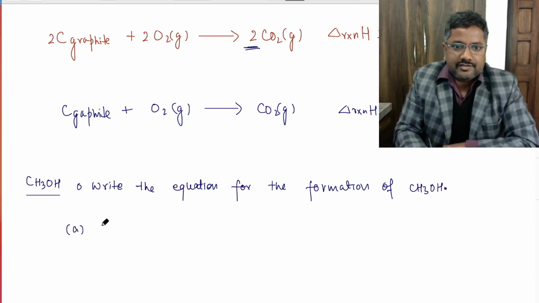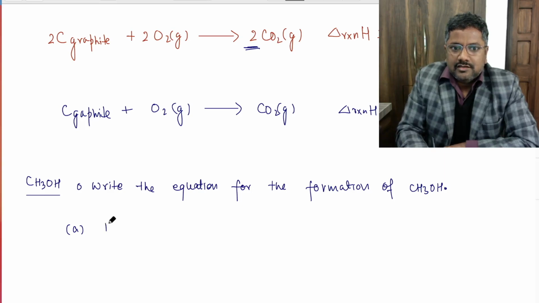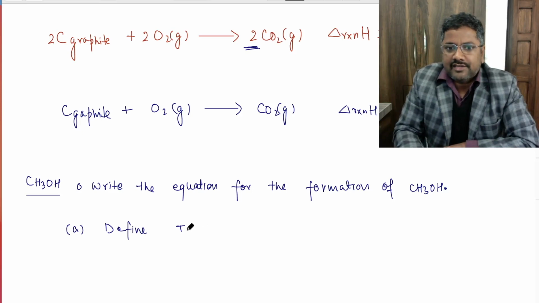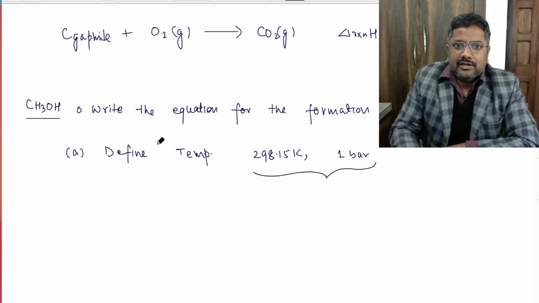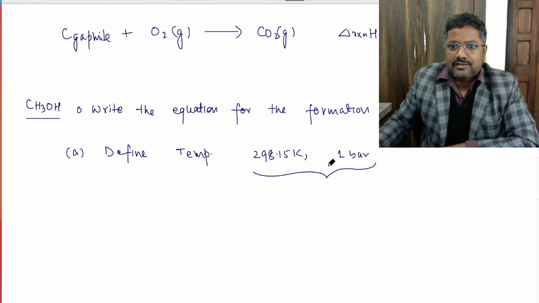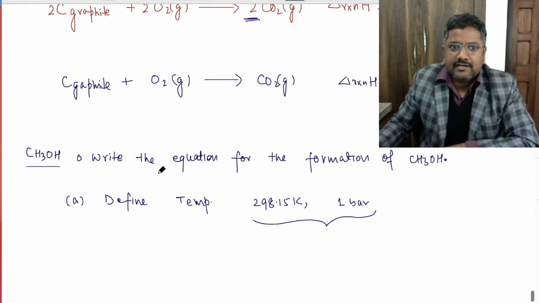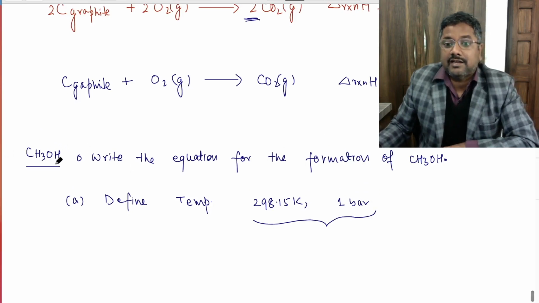So first point, define the standard state, or define the temperature. First you have to fix the temperature. Suppose that we have taken 298.15 Kelvin, and the pressure is by default 1 bar. So our standard state is this. Now you have to focus that, at this temperature and pressure, what is the physical state of this methyl alcohol? That is also very important.